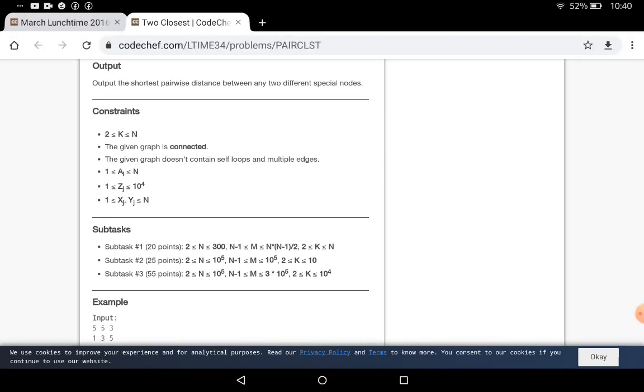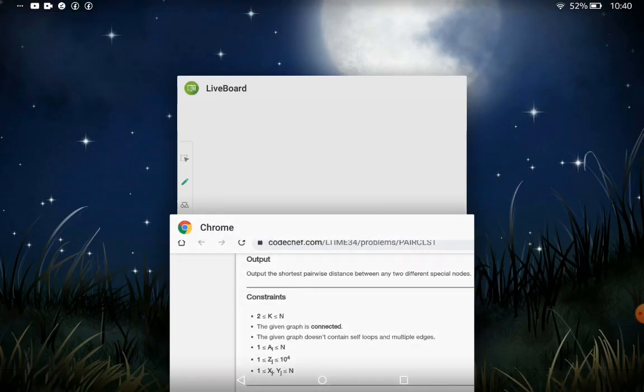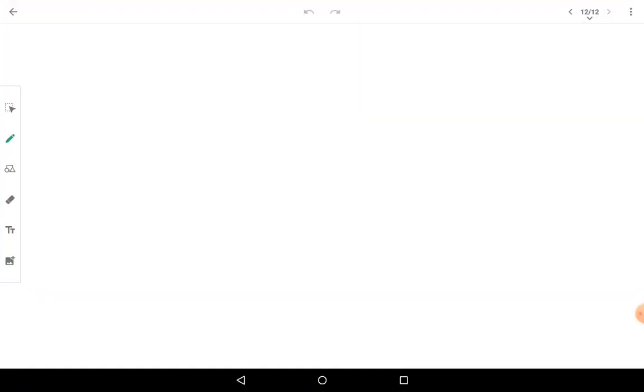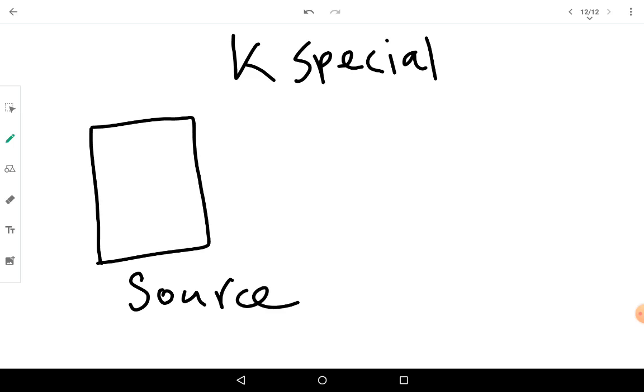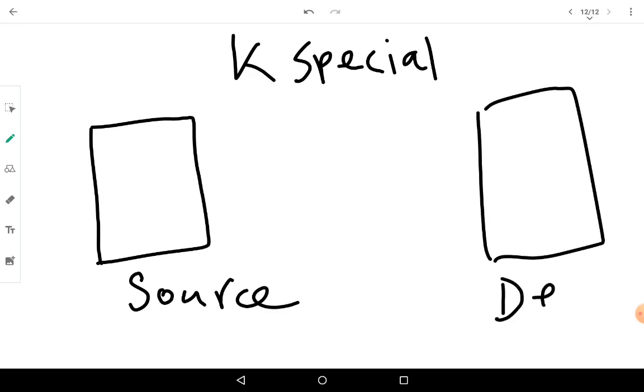The first approach is a probabilistic one. Let's just say that we have k special nodes, right? We will take two different sets. This is the set we are calling source, and this is the set that we are calling destination, dest. Initially both of them are empty.